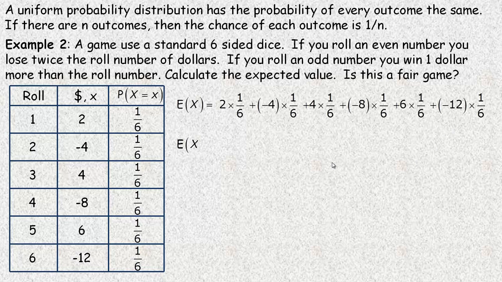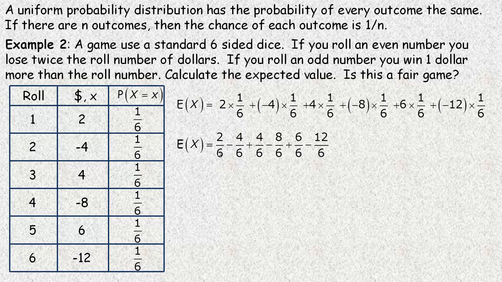If we multiply all this out, 2 times 1/6 would be 2/6. -4 times 1/6 is -4 over 6. 4 times 1/6 is 4 over 6. -8 times 1/6 would be -8 over 6. 6 times 1/6 would be 6 over 6. Don't bother reducing them, because now we have common denominators. And -12 times 1/6 would be -12 over 6.